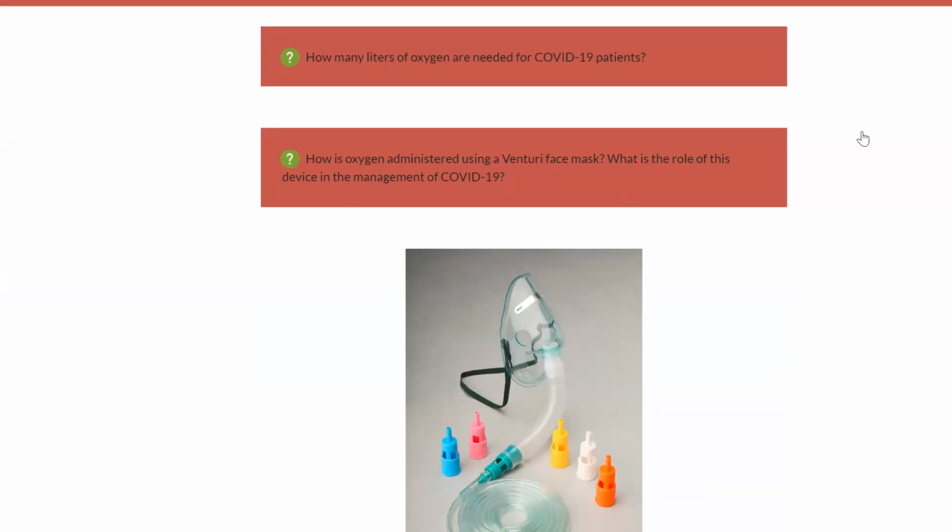So this is a Venturi mask. We all know it. It's also known to give high flow oxygen. So it's important so that at least you get higher liters per minute, depending on the severity of the patient. So this is just a reminder.